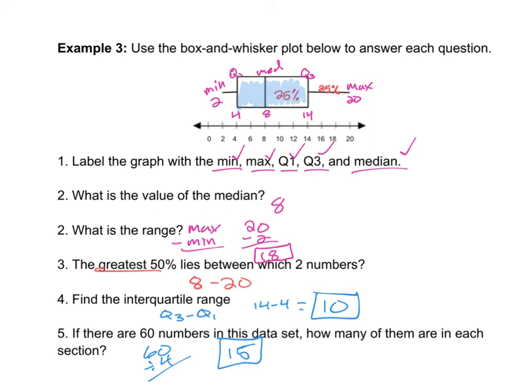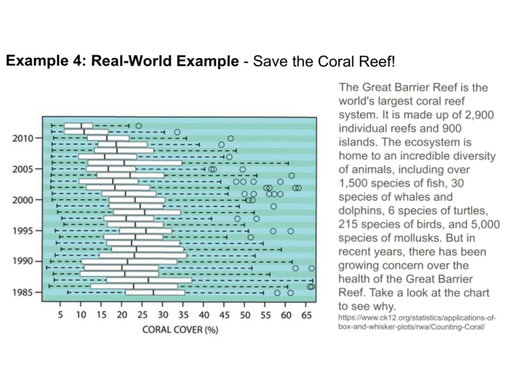Okay, let's look at example 4. Example 4, basically looking at our box and whisker plots in the real world, taking a look at saving the coral reef. I don't know if some of you have heard about that or not, but just to read through that, the Great Barrier Reef is a huge home to many different species of fish, whales, dolphins, turtles, birds, mollusks, all sorts of stuff.